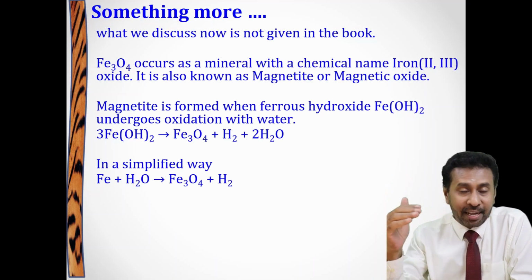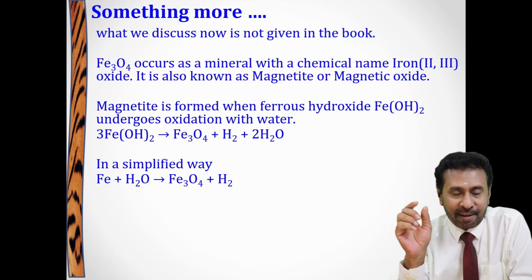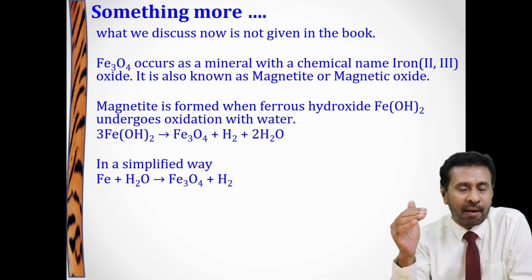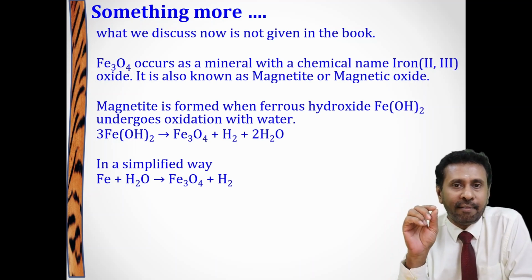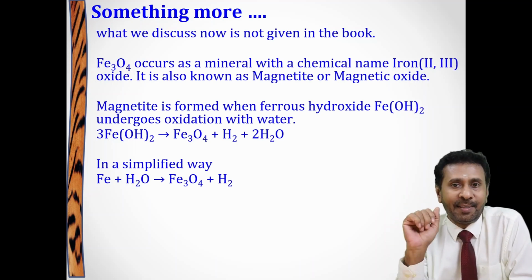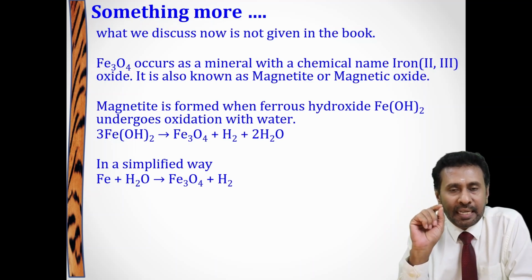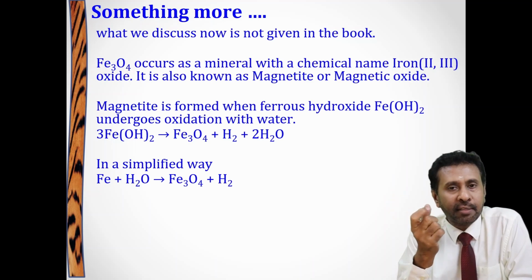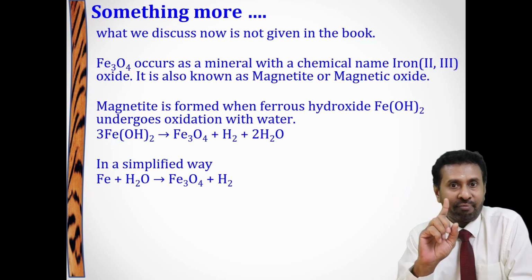Now the equation that is given above is the formation of magnetite, but we have simplified that, and in the book it is given as iron reacting with water gives Fe3O4 plus H2. Now this is the equation that we are going to balance. Now if you see this equation, you will easily find that in the product side oxygen is more, but in the reactant side oxygen is just one, right?